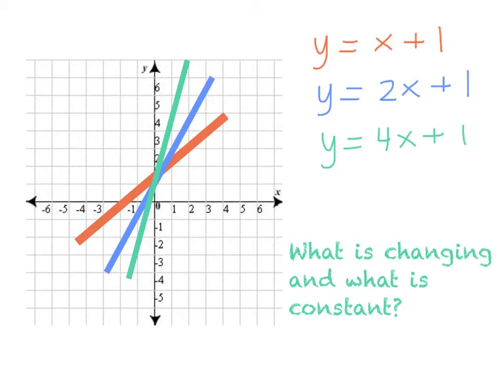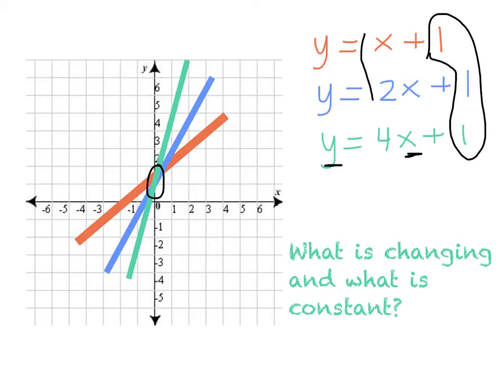So here are all three functions. I want you to think about what is changing and what is constant. So here we have, which we've already talked about, our y-intercept is constant. That's telling us where it crosses the y-axis, and these all cross at 1. But what else is changing?